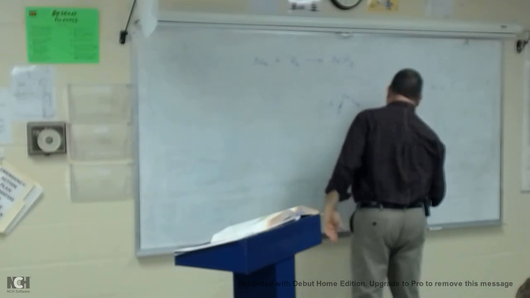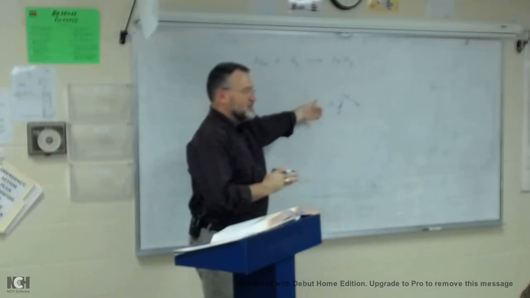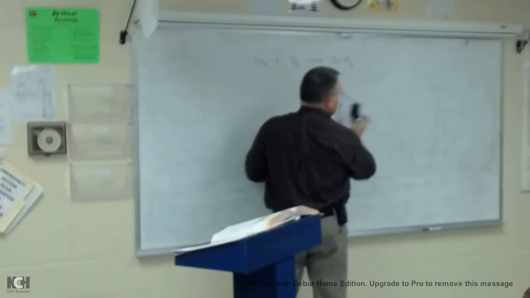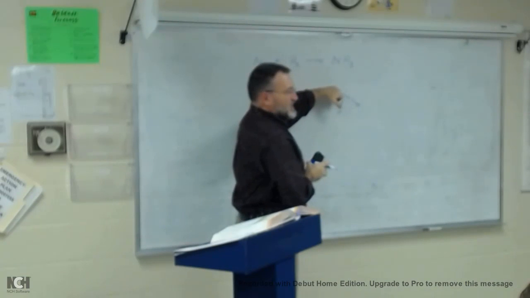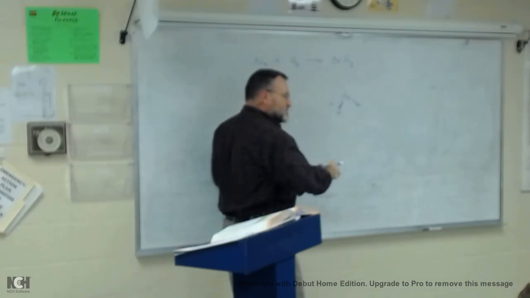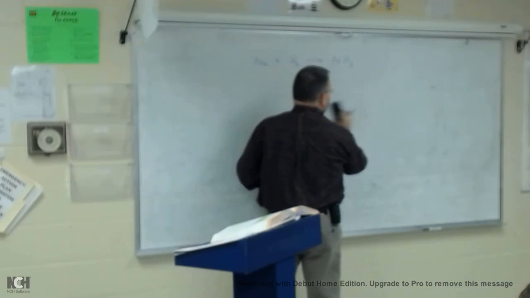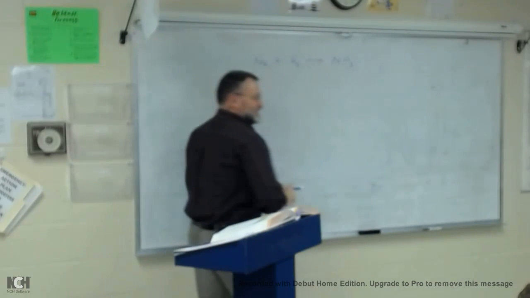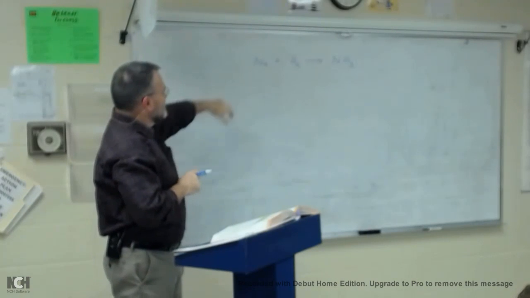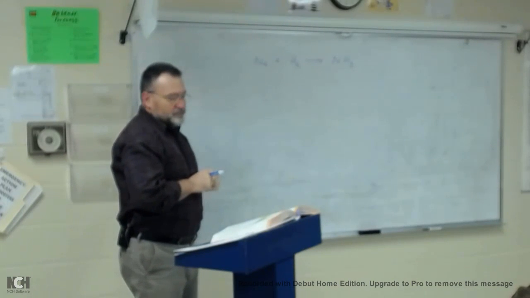NH3, which is pyramidal, right? Based on a tetrahedron, but nitrogen has an unbonded pair, so it pushes them all down for bond angles of 107 degrees. Sorry, I'm reviewing all that old easy stuff, but keep it fresh, right? So nitrogen, hydrogen produces ammonia.